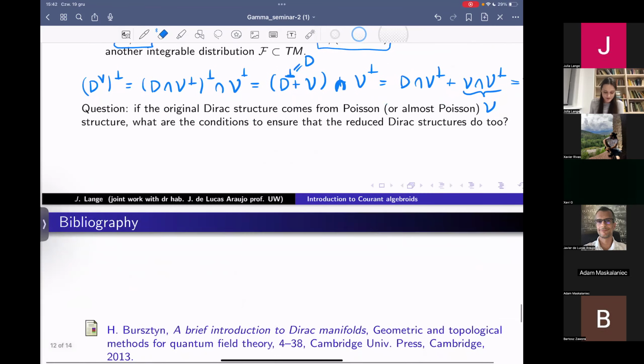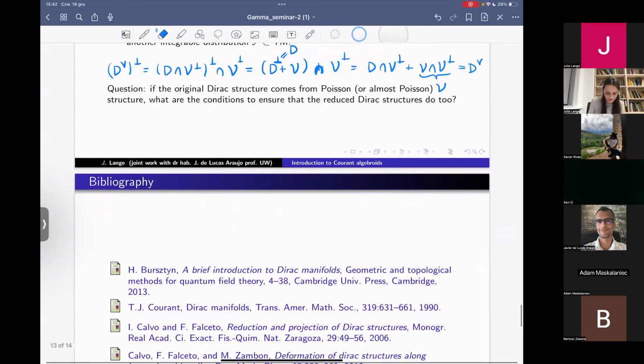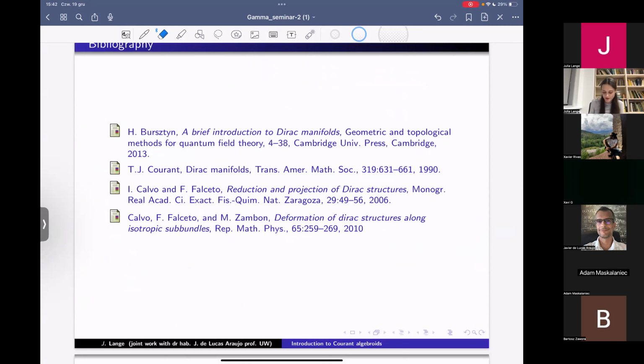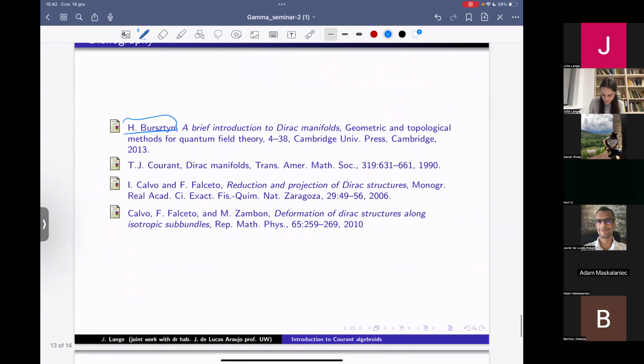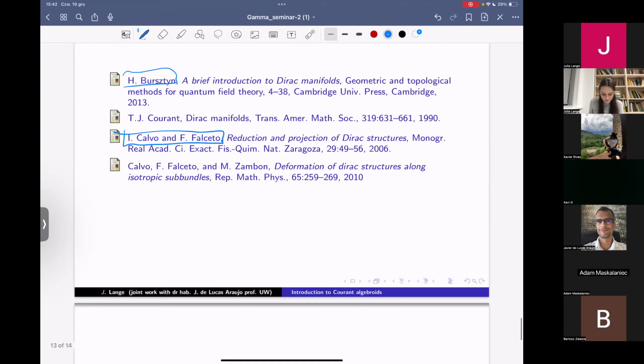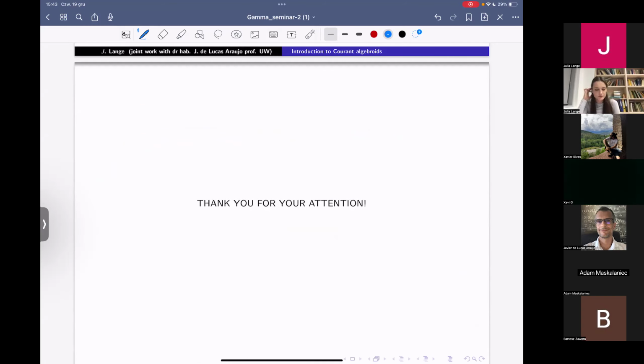So yeah, this is the bibliography. I strongly recommend this one. You can get to know many aspects of Dirac structures here. And if you want to read something about the reduction I was talking about in the last slide, I would strongly recommend this one. Okay, so thank you for your attention.